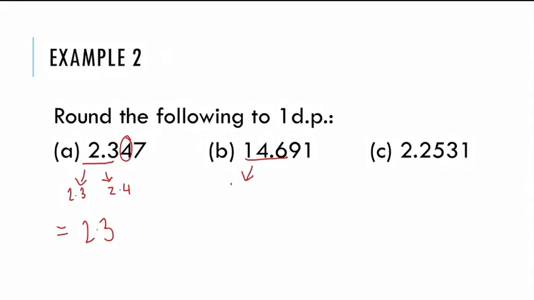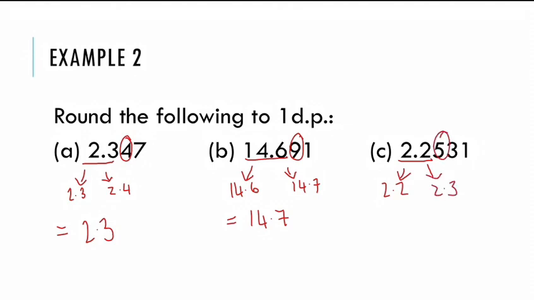For part B, it is either 14.6 or 14.7. Since 9 is greater than 5, we round up to the higher number. And for C, it is either 2.2 or 2.3. 5 rounds up, so we round up to the higher number.